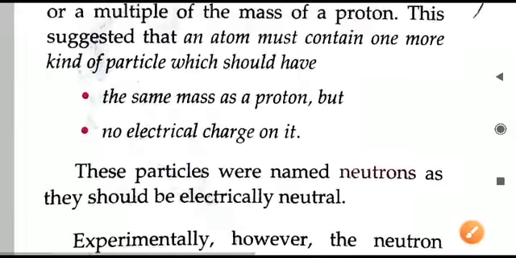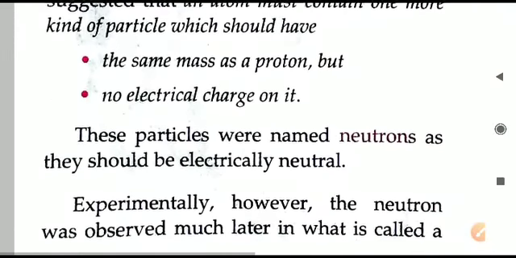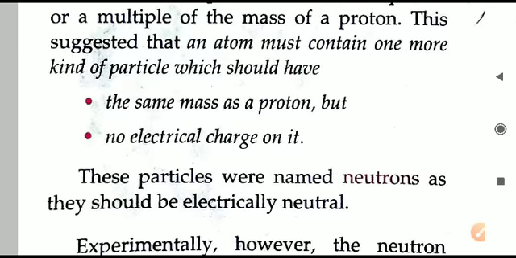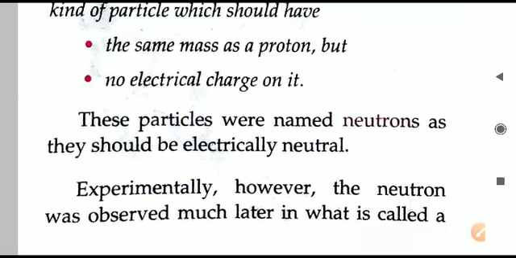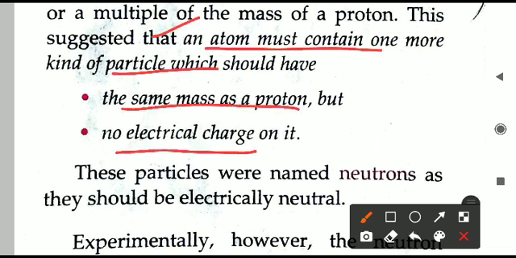That extra mass is because of some extra particles called neutrons that are present in the atom. So basically we can say there is something more inside the atom which has the same mass as the proton, and it does not have any charge on it. There is no positive or negative charge. That kind of particle still exists in the atom.